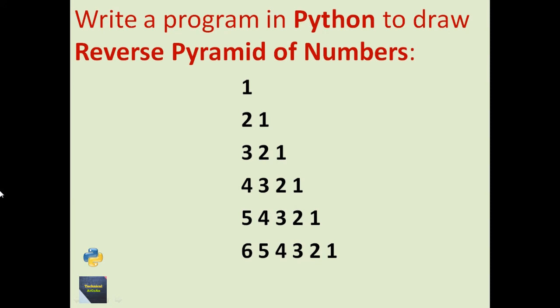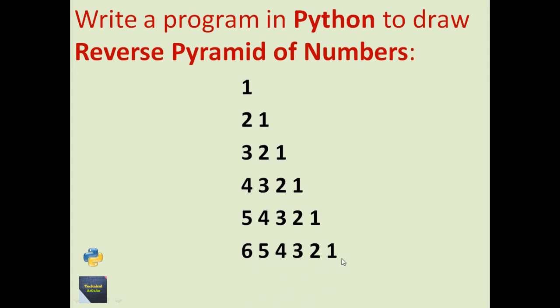Hello friends, today I will discuss another problem in Python. The problem is: write a program in Python to draw a reverse pyramid of numbers like this. In the first row there is a single 1, second row 2 1, third row 3 2 1, fourth row 4 3 2 1, fifth row 5 4 3 2 1, and the sixth row contains 6 5 4 3 2 1.